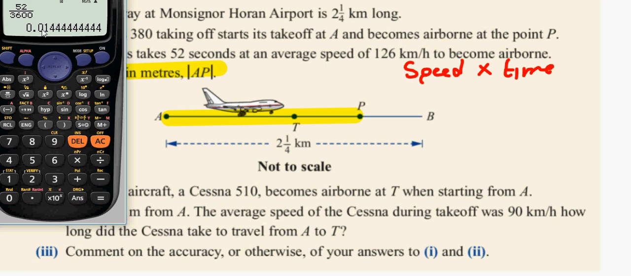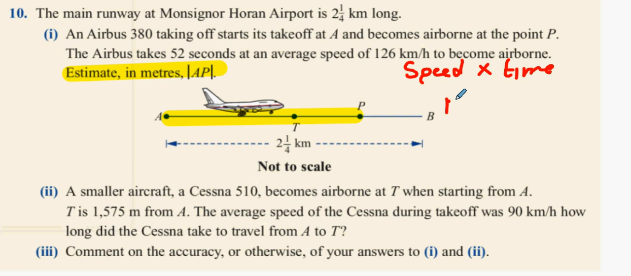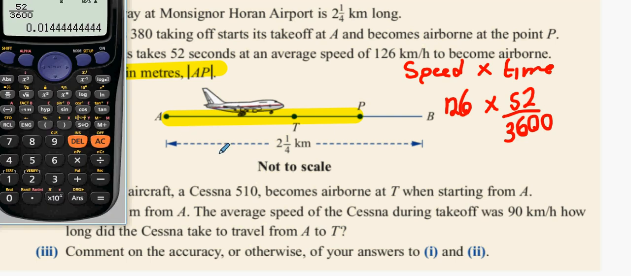It's 0.01444 of an hour. Now get this. Your speed is 126 kilometers an hour. Your time is 52 divided by 3,600. That's what fraction of an hour you have. See the way the speed is in kilometers an hour? That means my time also has to be in hours. Does that make sense? So here's what you're going to do. Kilometers an hour versus hours, and what you're going to get is 126 multiplied by 52 over 3,600.